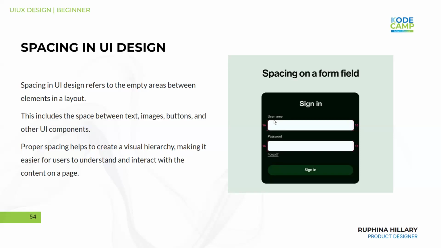So let's say the spacing here is probably 4 pixels. But the spacing between this element and password is probably, let's say, 8 pixels. The same thing here, the space between this sign in and the username would probably be 32 pixels or 16 pixels. So using spacing, we created a sense of visual hierarchy, letting you know what belongs where.